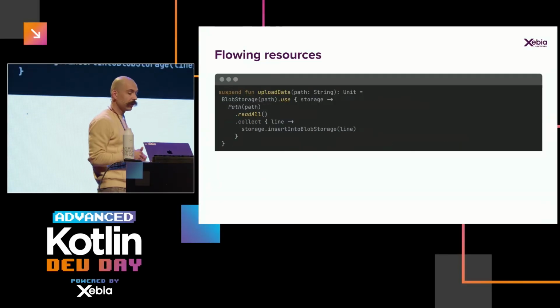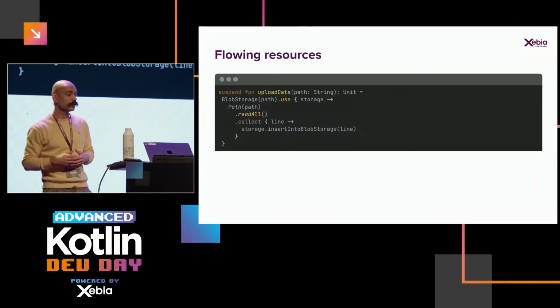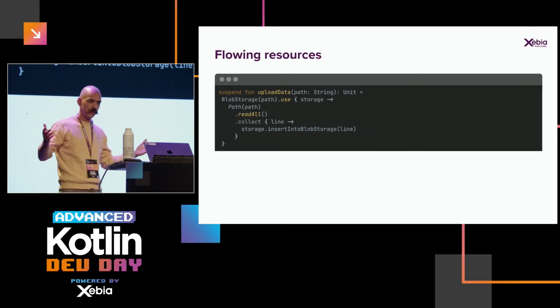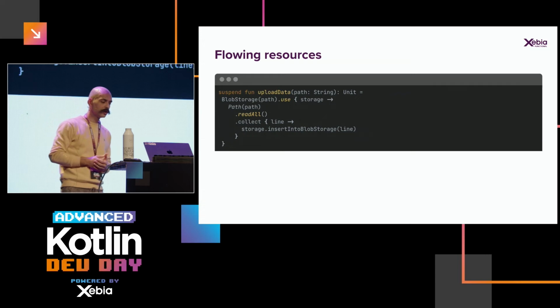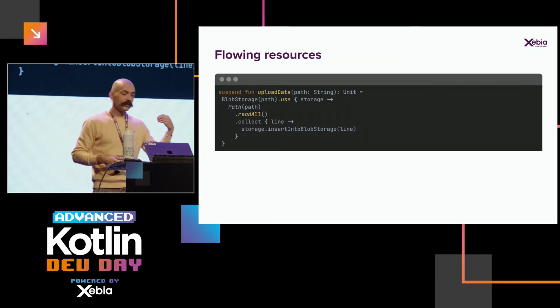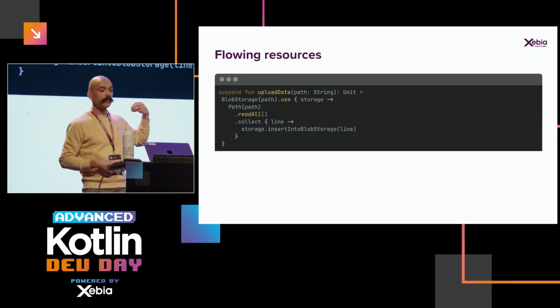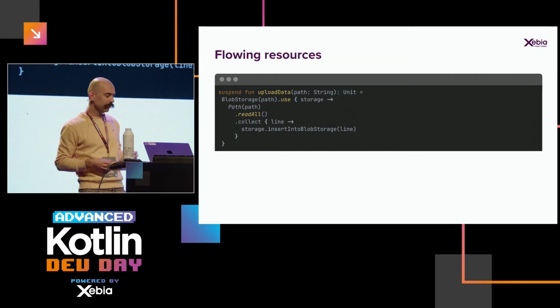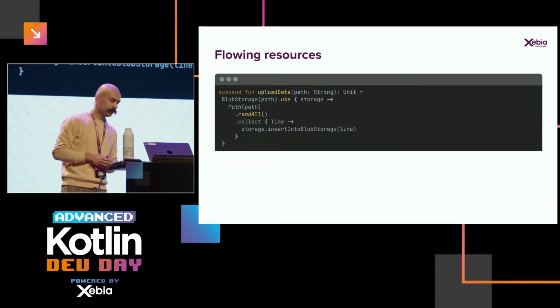So in Kotlin, we have the use extension function for AutoCloseable or Closeable. So we can create our Java SDK client and use the storage or the blob storage client. And then inside we can say, okay, I'm going to create a path pointing to the path on the file system. I'm going to read all the lines from the KotlinX Flow, and then I'm going to collect every line lazily in a streaming way from the path system and upload them one by one to the cloud storage.